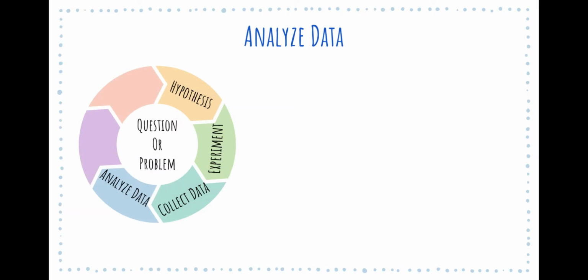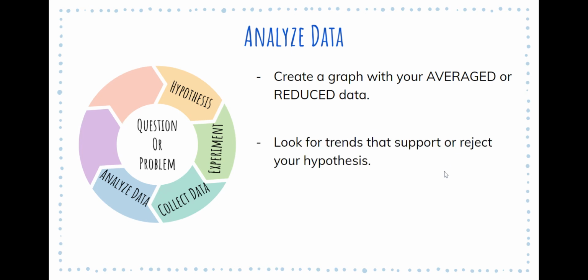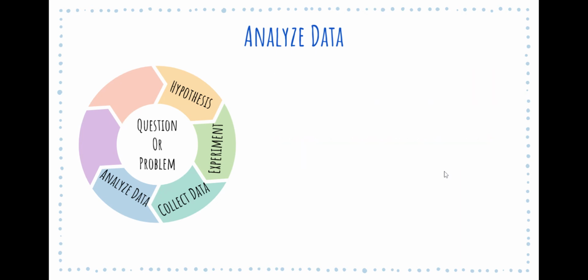You need to analyze your data. So you're going to create a graph with the averaged or reduced data. You aren't going to put all of those individual data points from your trials. That's why we have the average data. That average data gives us a better way to look for trends or patterns. So when we have our graph, we're going to start looking for trends that support or reject our hypothesis.